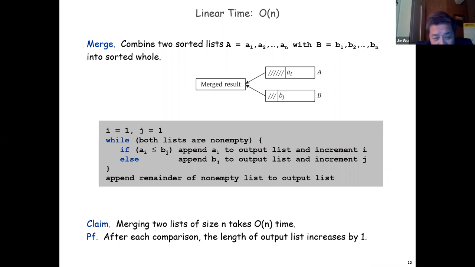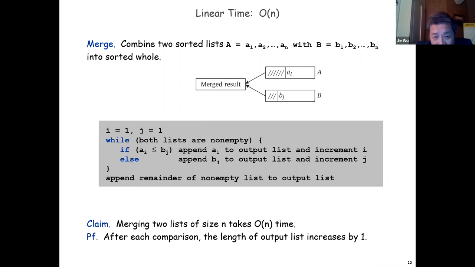So how do you write this algorithm? It's simple. This algorithm has a pointer I, which is the pointer for A, and J, which is the pointer for B. Then you compare the first one of A against the first one of B. So append A to the output list and increment I. That means if A is smaller, supposing small is better, you increase I and shift the pointer right one spot. Otherwise, you append B. So this is how you rank the students.